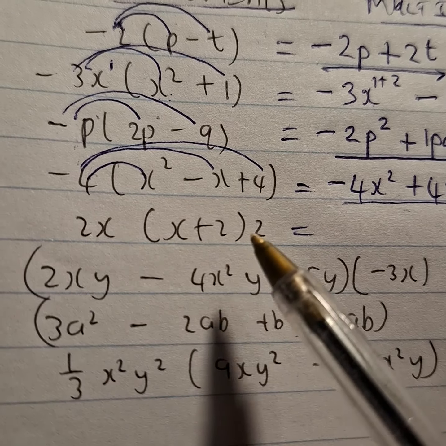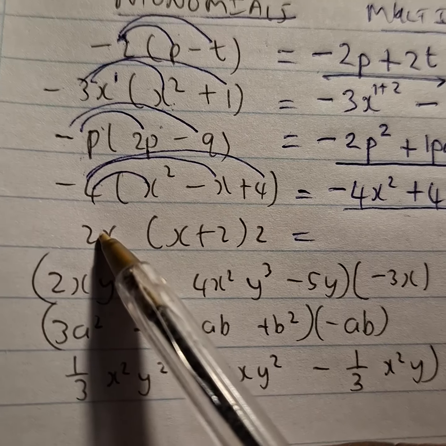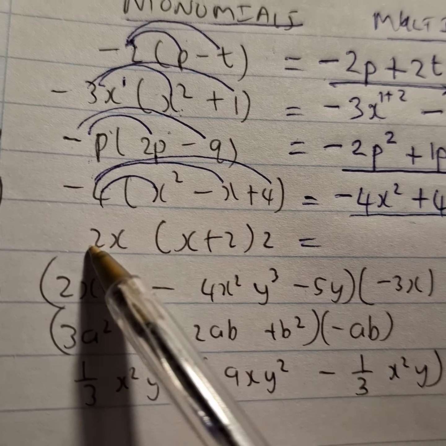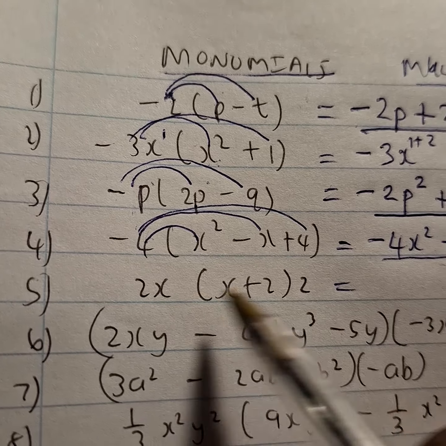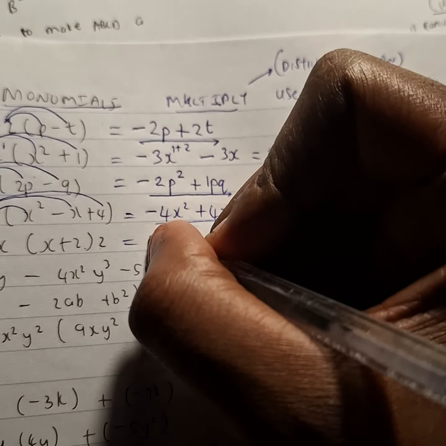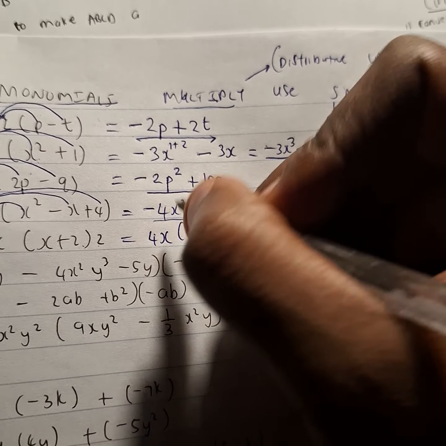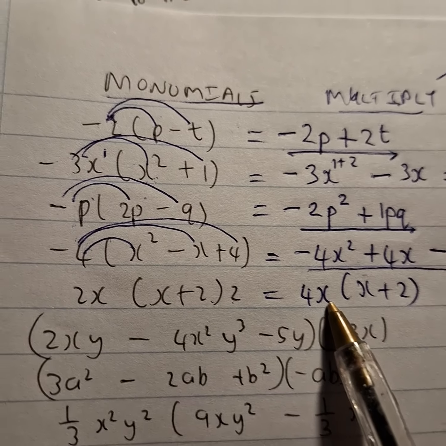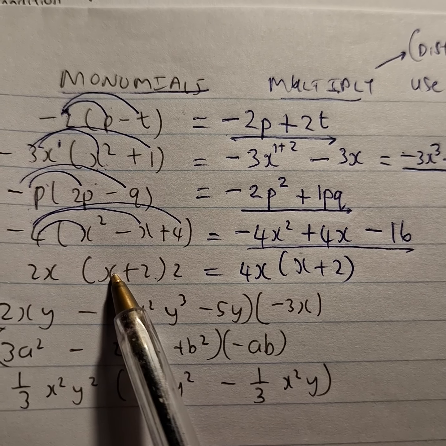So I'm going to sort out what's outside first, and then I'm going to distribute what I get from the outside to the inside. So what I can do here is say 2x times 2, because the relationship is multiply. So 2x times 2 gives me 4x. So I have 4x on the outside, and then brackets of x plus 2.